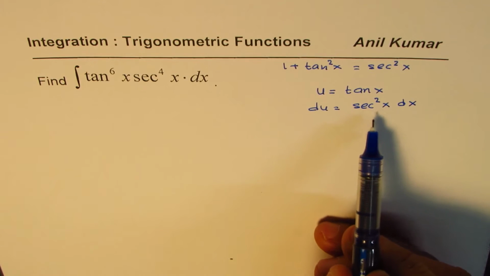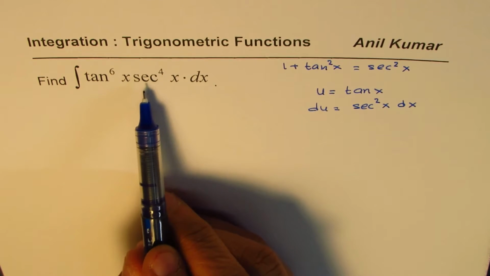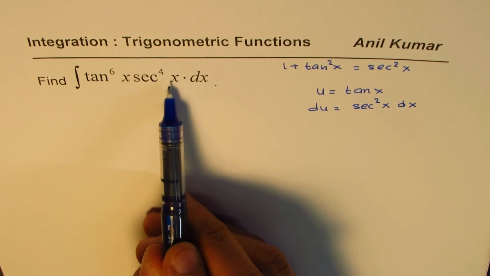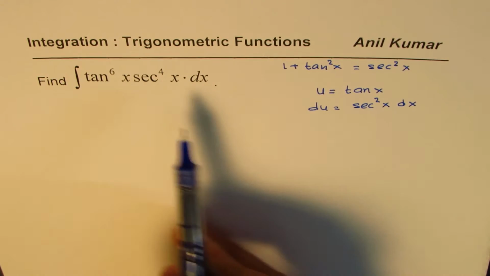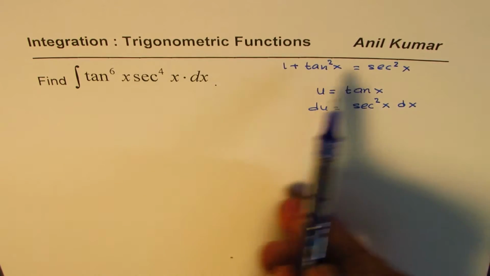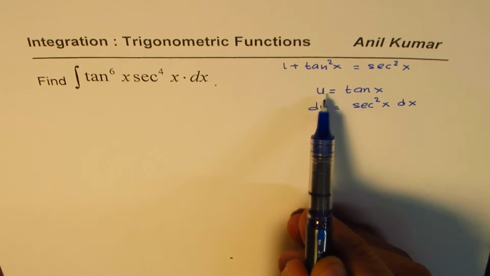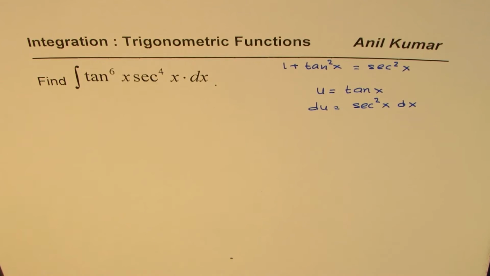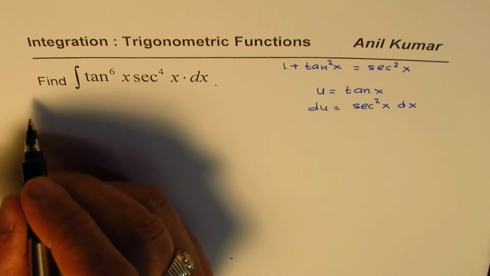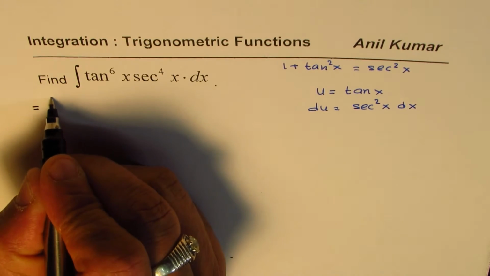So does that give you some idea? It really means that I could split this secant to the power of 4x into secant square x and another secant square x, replace the secant square x by 1 plus tan square x, and replace tan with u. That should give us the solution, right? So that's the plan. What you can do now is pause the video, try to solve this, and then look into my solution.